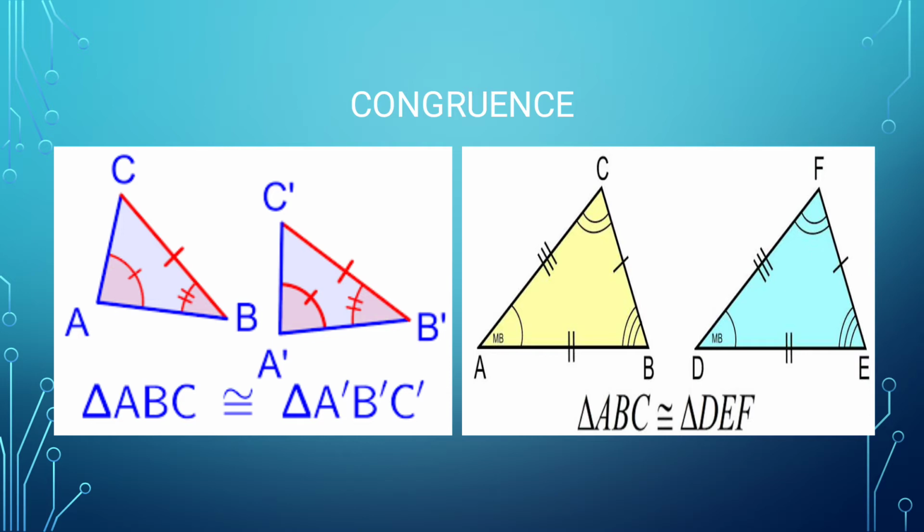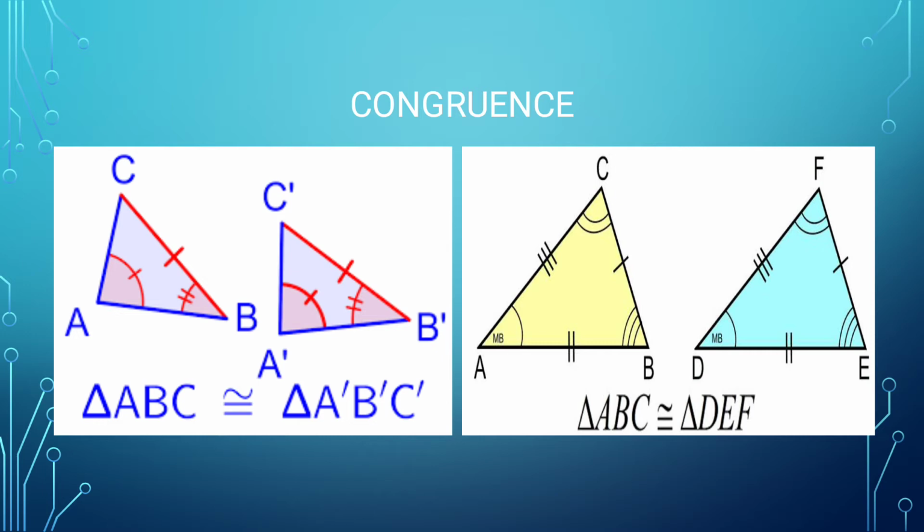Here also it looks like a triangle, and the green triangle overlaps on the yellow triangle. It is the same. So here also, triangle ABC is congruent to triangle DEF. If two figures have exactly the same shape and size, they are said to be congruent.